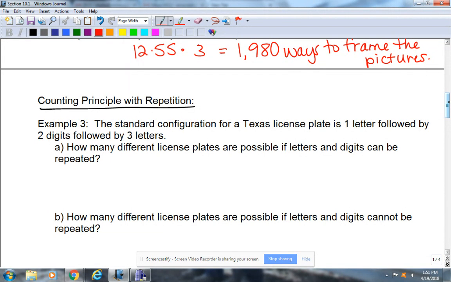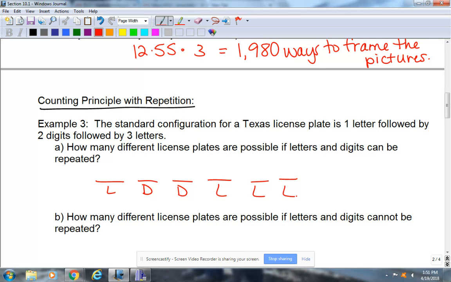Okay? So let's talk about a license plate. The standard configuration for a Texas license plate is 1 letter followed by 2 digits followed by 3 letters. Okay? So I'm going to make up space for everyone. I need a letter, 2 digits, and then 3 letters. So 6 characters total. Right?